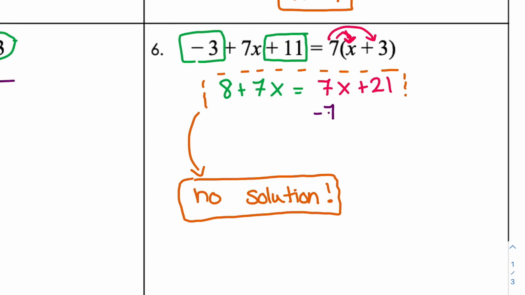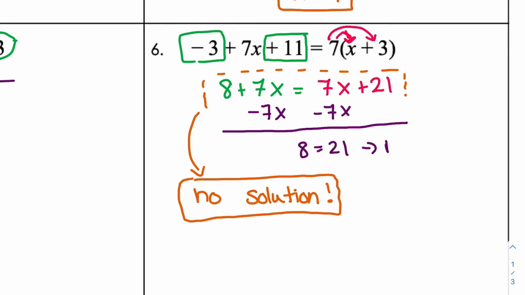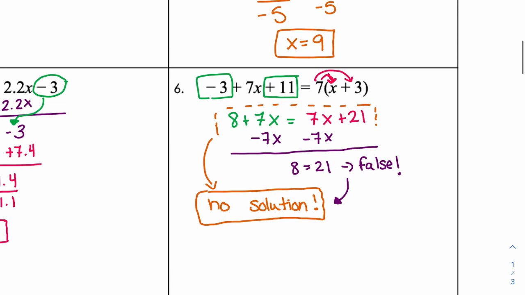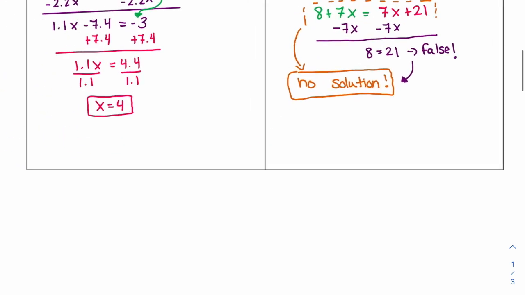You could take another step and subtract 7x from both sides. And when I do that, I get 8 equals 21. And this is false. 8 doesn't equal 21. So that's why it's no solution as well. There's no check for no solution or infinite solution. You just would stop.